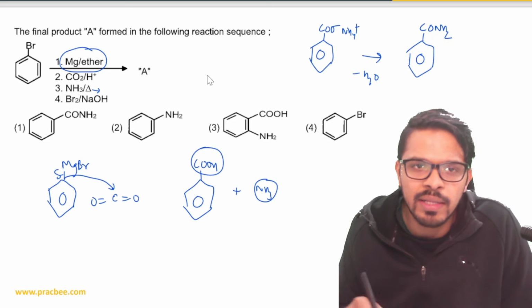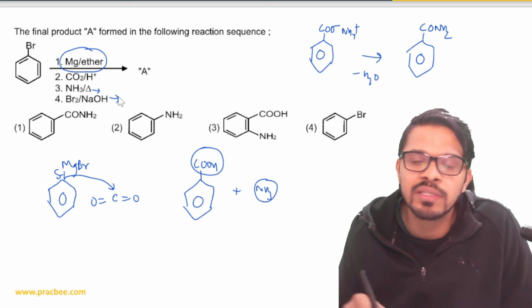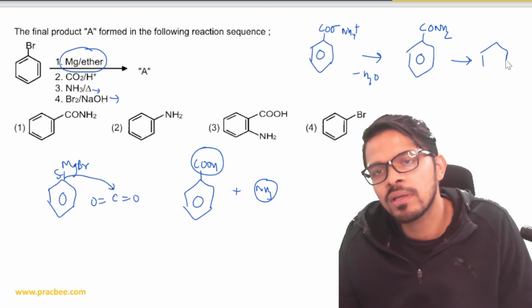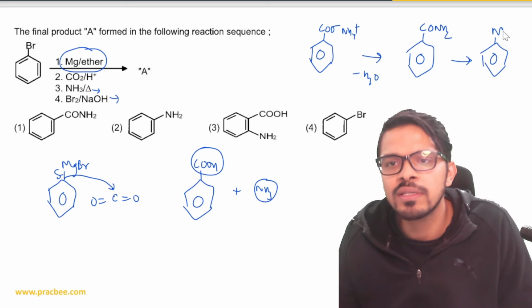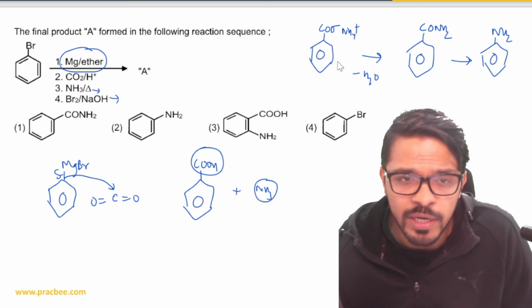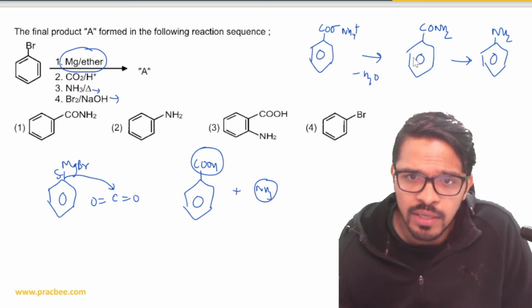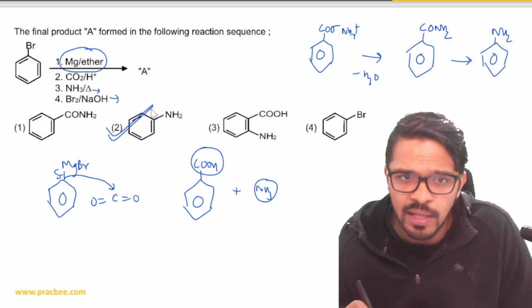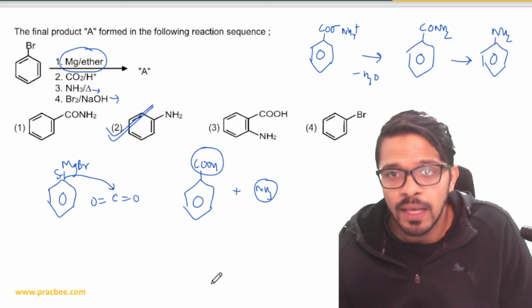So till this point we have an amide, and the last reaction is Hofmann bromamide degradation. In Hofmann bromamide degradation, the CO is eliminated in the form of K2CO3. So we'll get an amine. The answer is aniline. That is the second option.